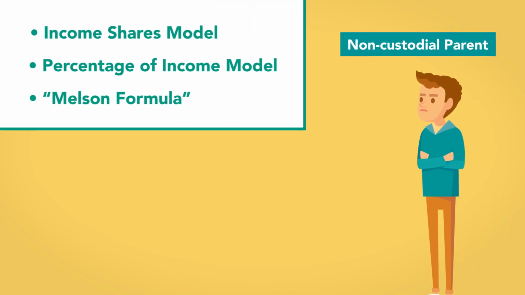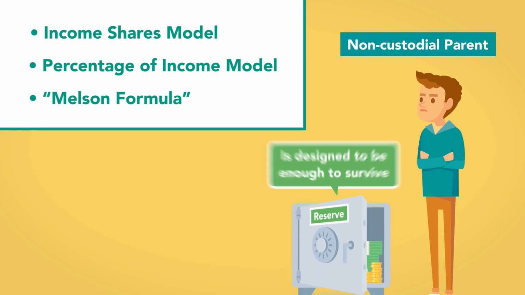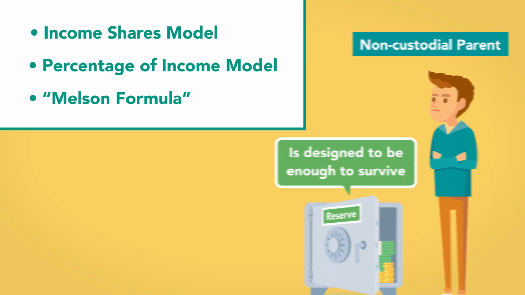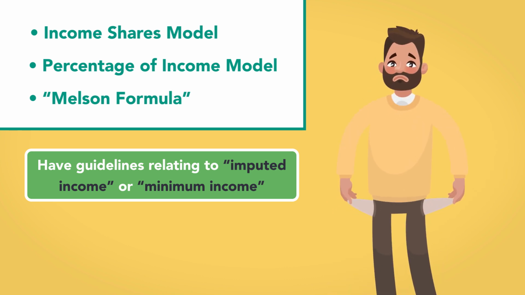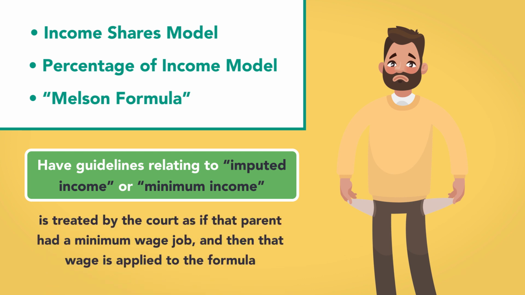First, all allow the non-custodial parent a reserve of money that is designed to be enough to survive. Next, all these models have guidelines relating to imputed income or minimum income. The idea of a minimum income is applied by courts to a parent who reports little or no income and is usually comparable to the state or city minimum wage. A parent reporting no or very little income to the court is treated by the court as if that parent had a minimum wage job, and then that wage is applied to the formula. The underlying assumption is that almost everyone is capable of earning minimum wage if so inclined.